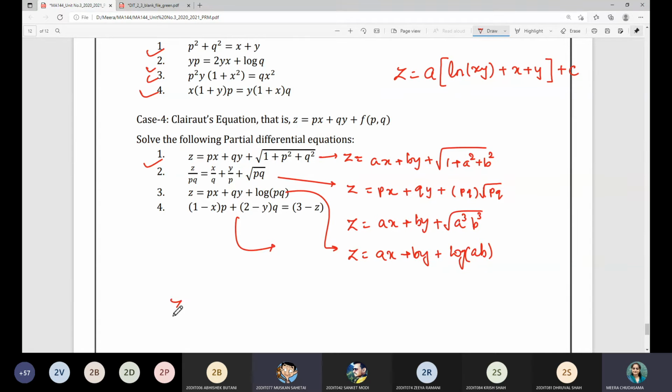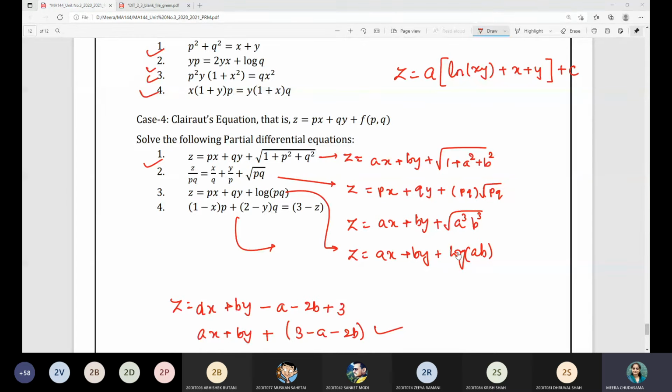Answer is z equals ax plus by minus a minus 2b plus 3. Okay. इसको ऐसे भी लिख सकते हो. They are same. How many of you got this answer? Please raise your hand. Or should I wait for 2-3 minutes?